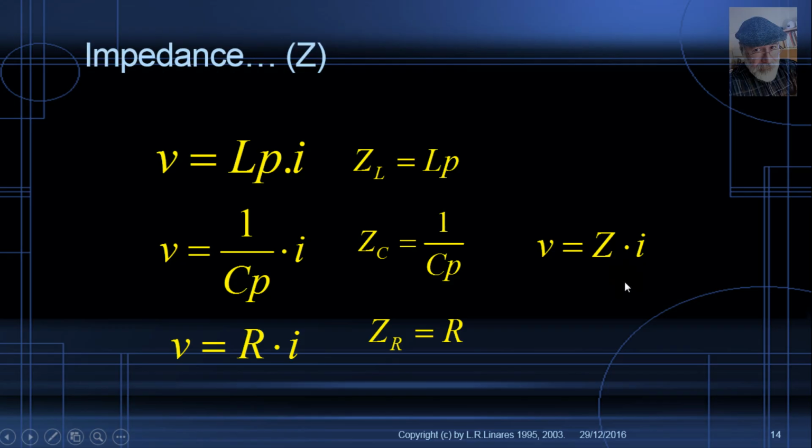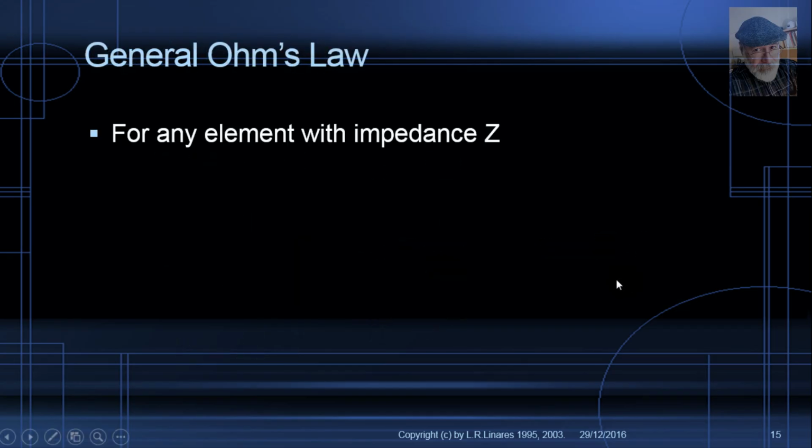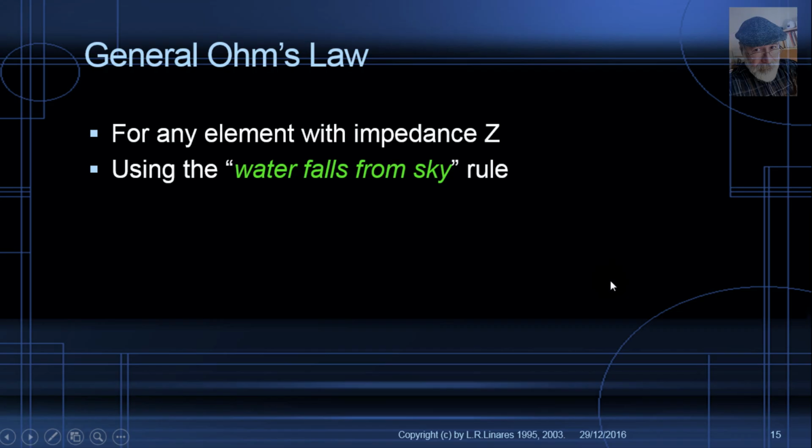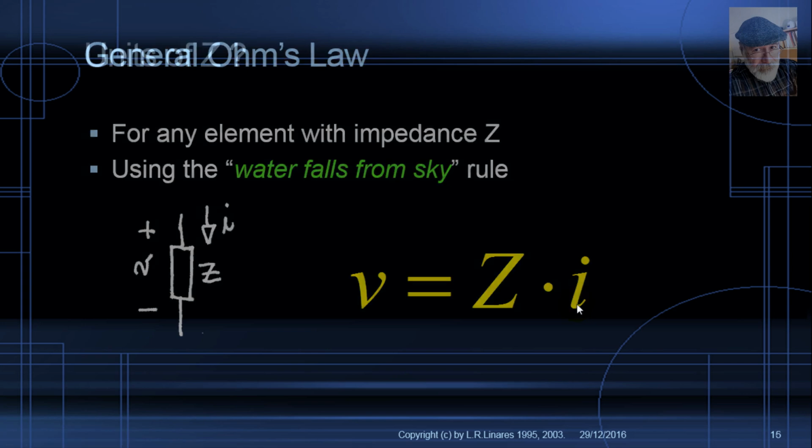With the definition of impedance, we have a general form of Ohm's law for any element with an impedance Z. Using the water falls from the sky rule, which is we will assume the current flowing from high volts to lower volts through an impedance Z, any impedance Z, V is Z i. That is the general form of Ohm's law.